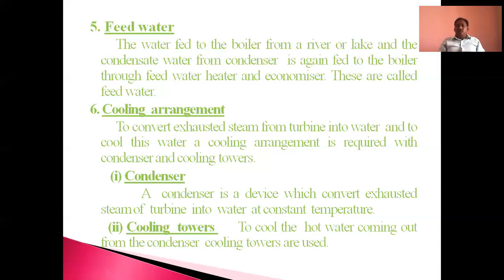What is the function of the condenser? The condenser is a device which can convert exhaust steam of a turbine into water at constant temperature. The steam has high temperature, but the condenser converts that exhaust steam into water at constant temperature. The condenser does not convert the steam into zero temperature. After that, the hot water is cooled with the help of cooling towers, and after that the cooled water is again fed to the boiler as feed water through the economizer. Those are the functions of the cooling arrangement.